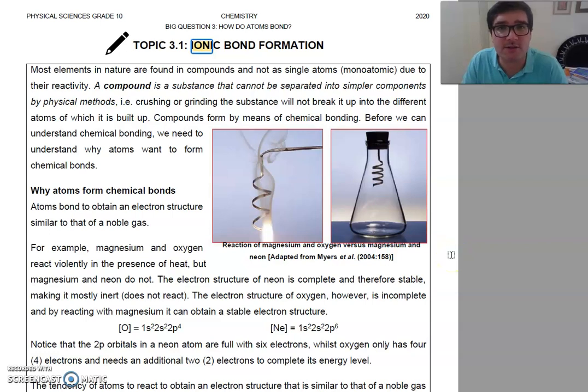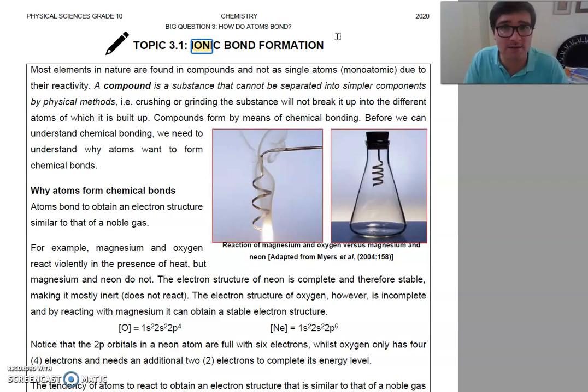Hi guys, so this is video 1 of topic 3 where we ask the question, how do atoms bond? In this first lesson we will be talking about ionic bond formation. Now you will see that I've highlighted the word ion. Why have I highlighted that word? Because that is what ionic bond formation is all about.